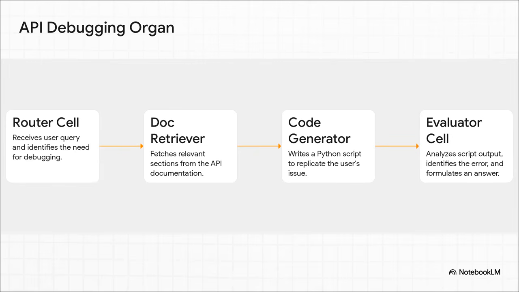It kicks off a doc retriever to go pull the right API docs. Then a code generator actually writes a little script to reproduce the bug. Finally, an evaluator cell analyzes that script's output and figures out the solution. See what's happening? This is a full-blown automated back-end process, a microservices architecture, just powered by AI.